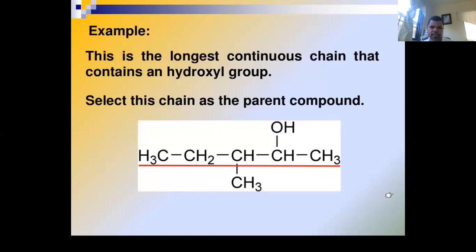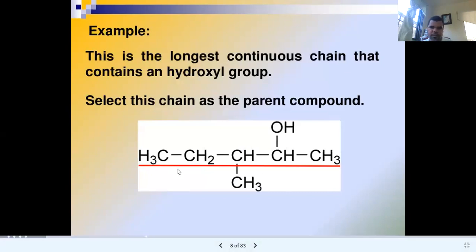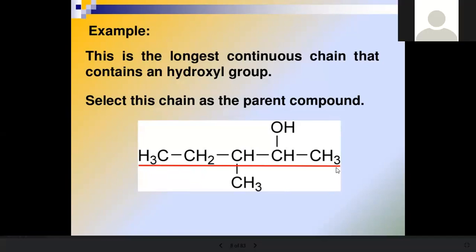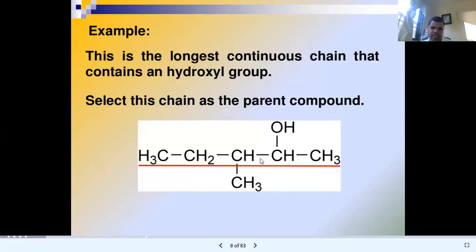Okay, look at this one. This is the parent chain. Where do we start counting here? This end or this end? From the right side, from the right to the left. What would be the name for this compound?